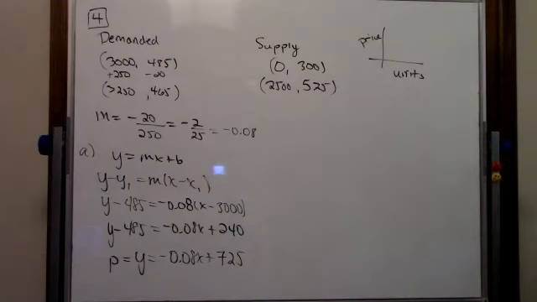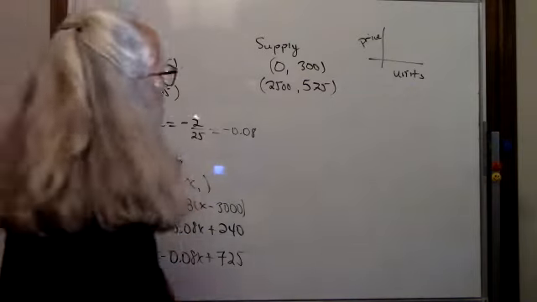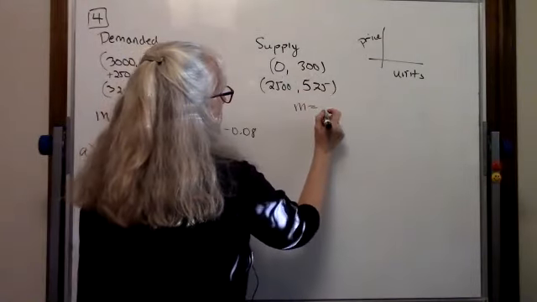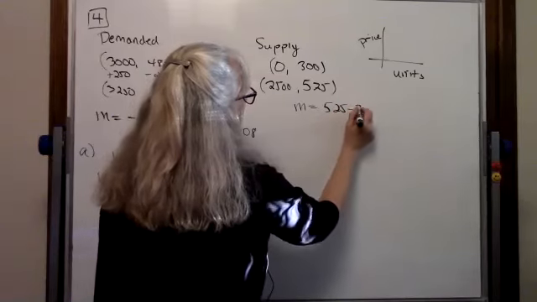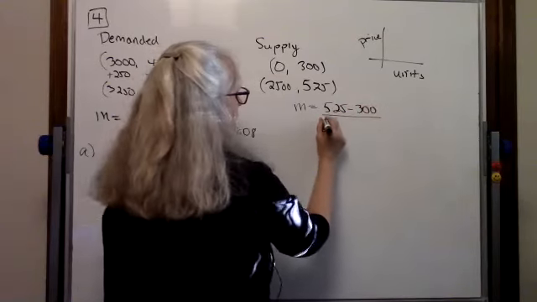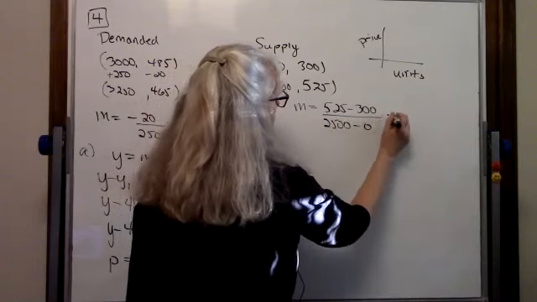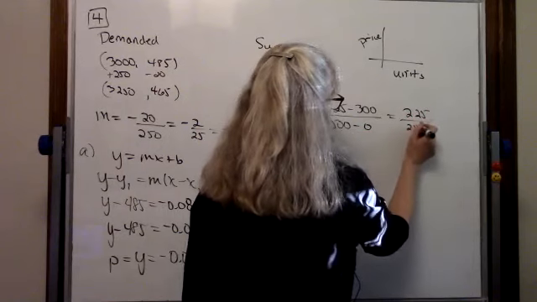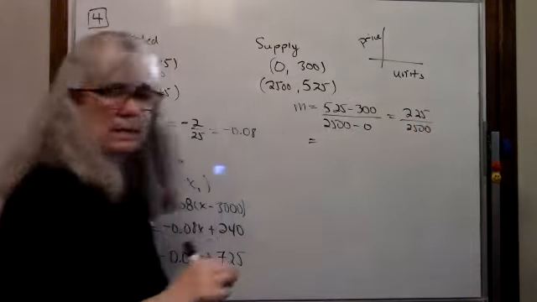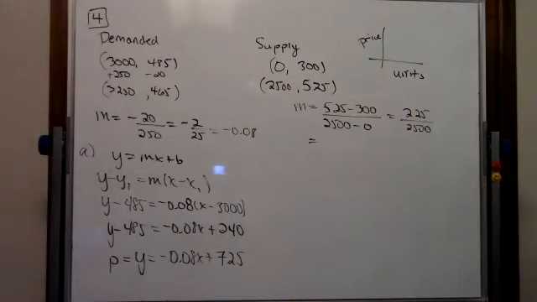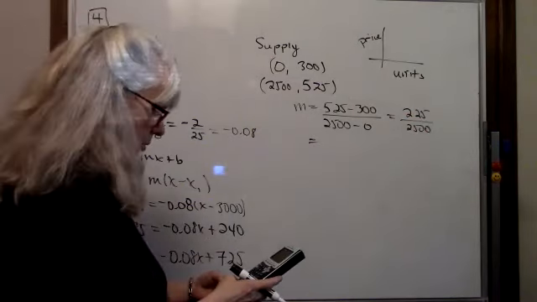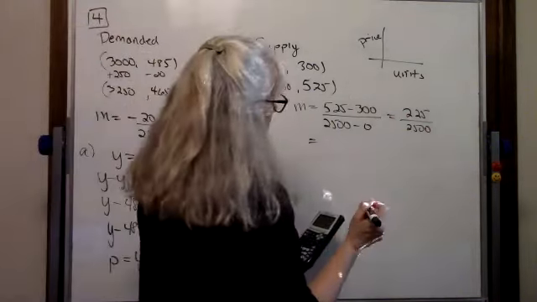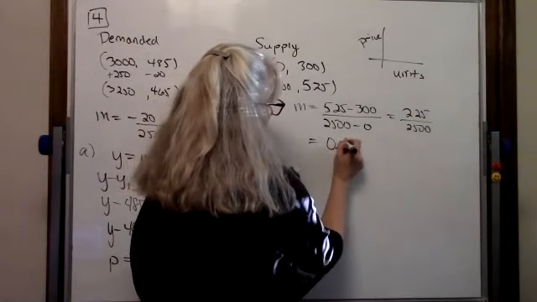Let's do the same thing again for the supply equation. This time we do have to find the slope, but they gave me the y-intercept, so they gave me a little bit of a hint. So our slope is y2 minus y1, which is 525 minus 300, all over x2 minus x1, 2500 minus 0. When I subtract the numerator, I'm going to get 225 over 2500. Let's see if that gives me a nice decimal. We really don't want to go to a decimal if it's a repeating decimal, because we'll lose some accuracy and we'll end up with the wrong answer. 225 over 2500 is 0.09.